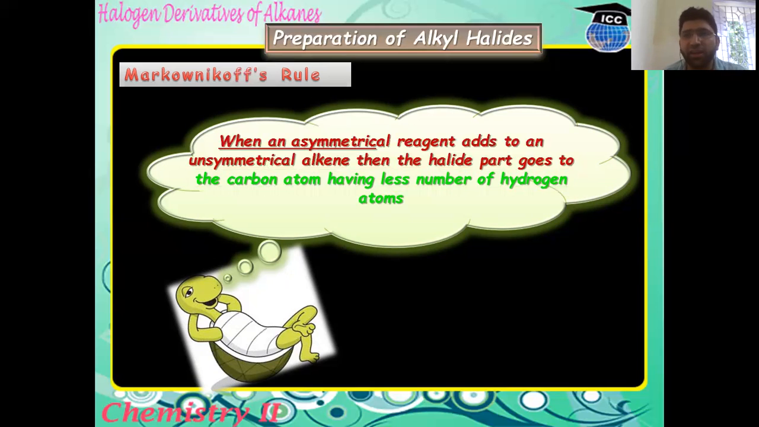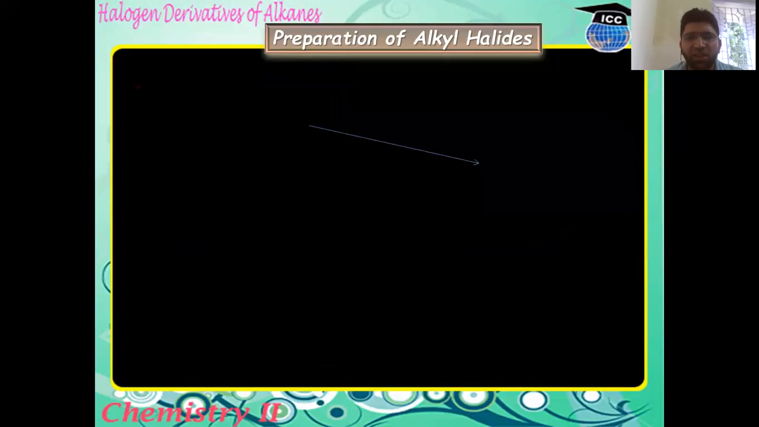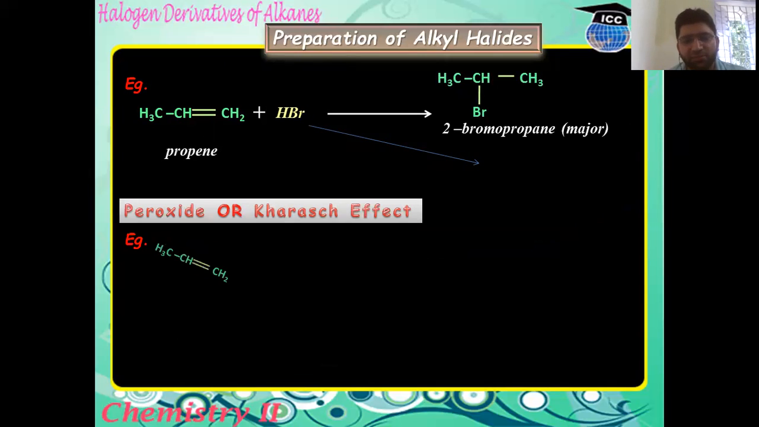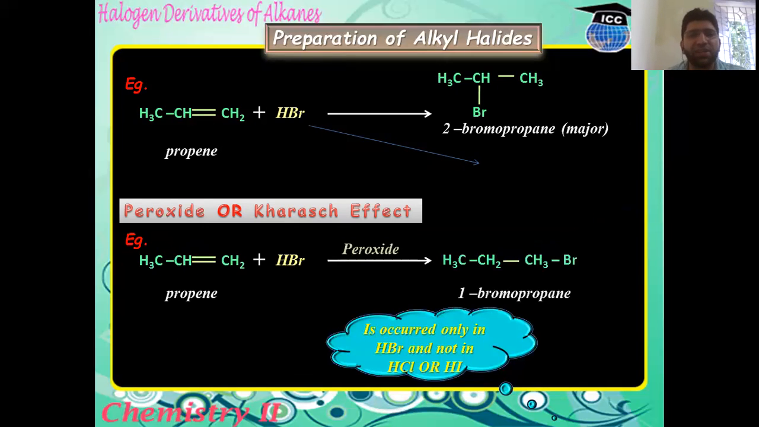Now let us take an example to understand this rule and to know what will be the minor and what will be the major product. See here, I am showing you one simple alkene, which is known as propene. Propene is the simplest unsymmetrical alkene. When HBr adds to this unsymmetrical alkene, there is a possibility of formation of two products.